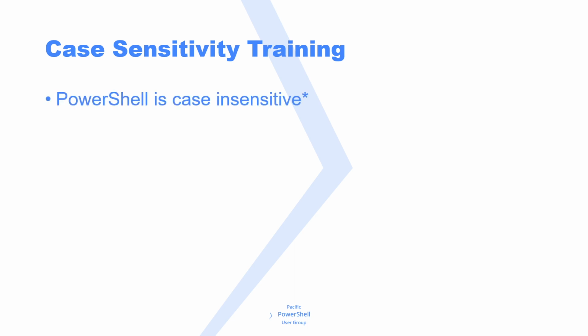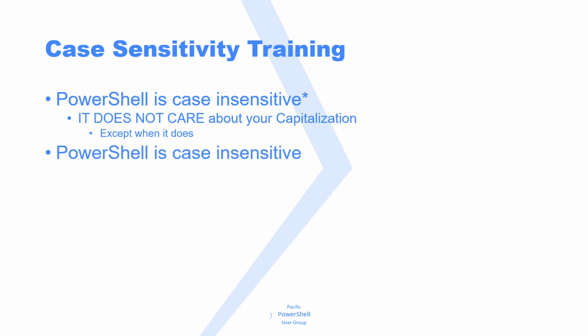Because PowerShell is case insensitive, asterisk. Because it does not care about your capitalization, except when it does. So PowerShell is case insensitive, but PowerShell is kind of the exception there. It's not the rule. The rule is things are case sensitive, especially if you're working in the Linux environment.